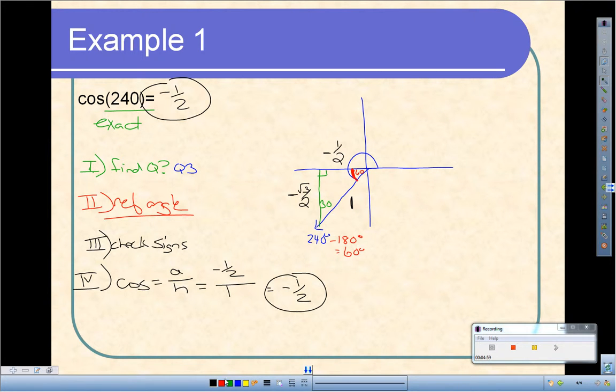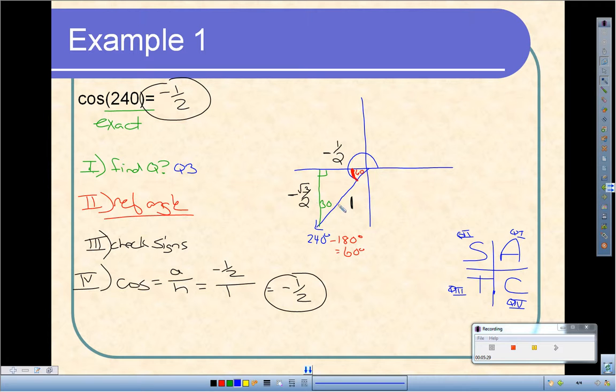Now, one way you can check this is through a simple mnemonic strategy. Just remember a smart trig class. And what this means is that in quadrant 1, all of your trig ratios should be positive. In quadrant 2, only sine and cosecant should be positive. In quadrant 3, only tangent and cotangent should be positive. And in quadrant 4, only cosine and secant should be positive.